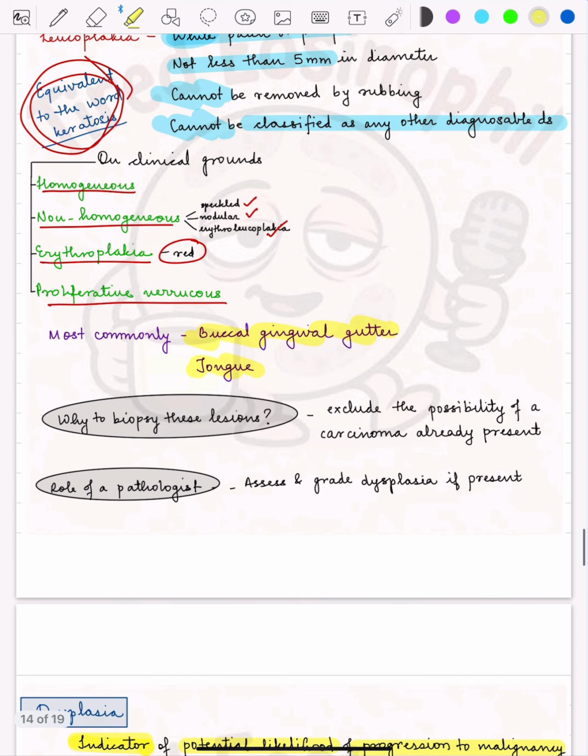Now as a clinician, your question is, why do you want to biopsy these lesions? Because you want to exclude the possibility of carcinoma that is already present. You want to exclude that. And what is my role as a pathologist? I have to assess and grade dysplasia if at all it is present.